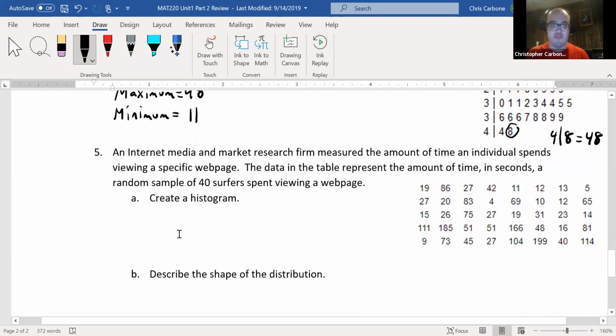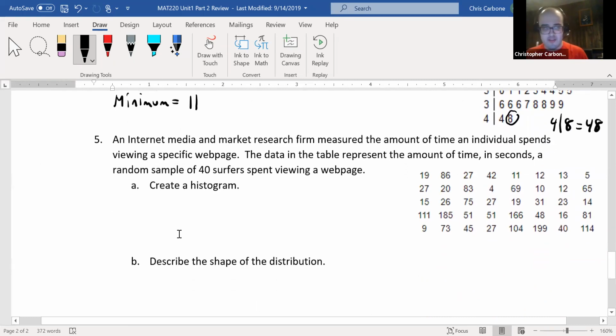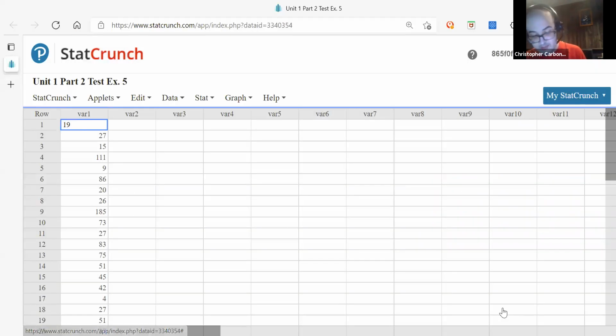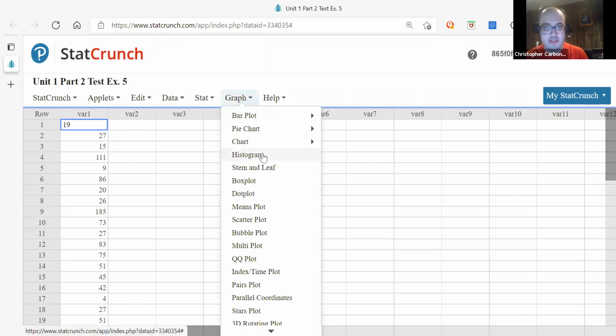For the next question, we have number 5 here. An internet media and market research firm measured the amount of time an individual spends viewing a specific web page. The data in this table represent the amount of time in seconds a random sample of 40 surfers spent viewing a web page. And we first want a histogram. So let me open up that data in StatCrunch. That would be this. And we are going to go to Graph, Histogram.